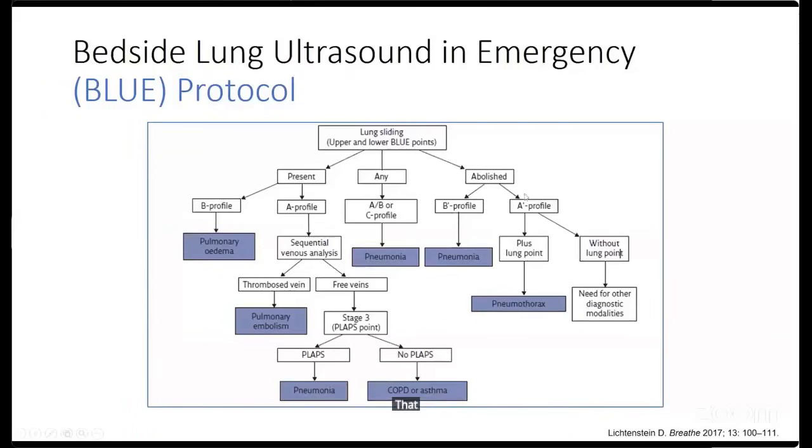That means if there is absent lung sliding and there are B lines, what we're dealing with is the B dash profile. The patient has pneumonia. If it is an A dash profile, and if you can see the lung point, then it is pneumothorax. But without a lung point in such a case, we need to understand what is the other cause, and for that you will need other diagnostic modalities.